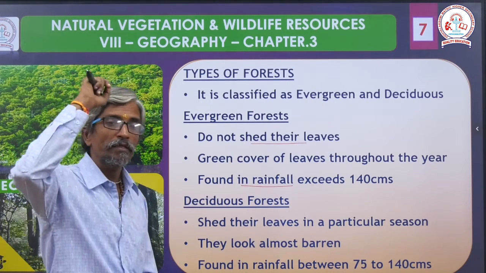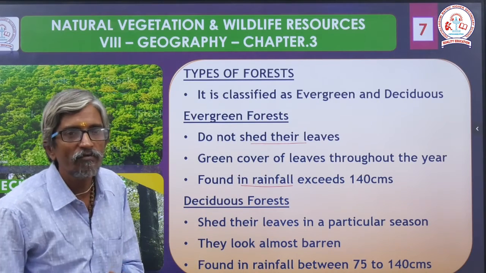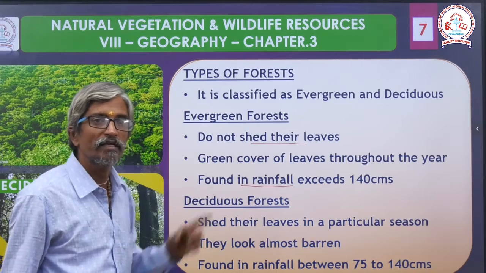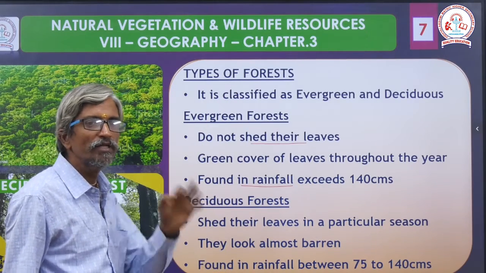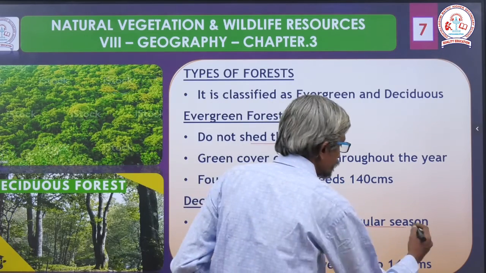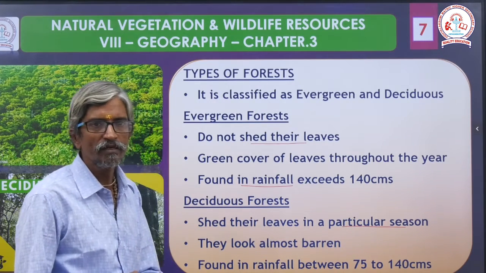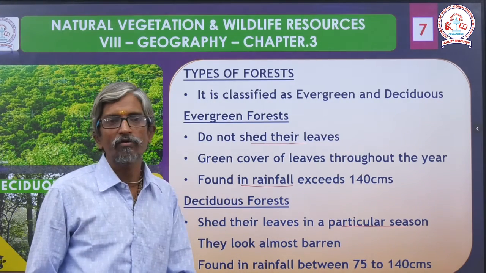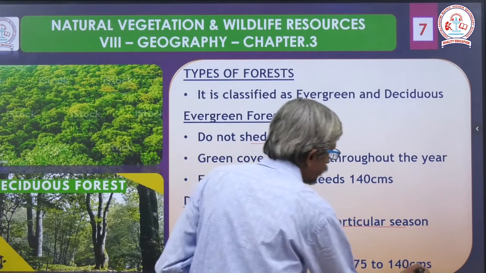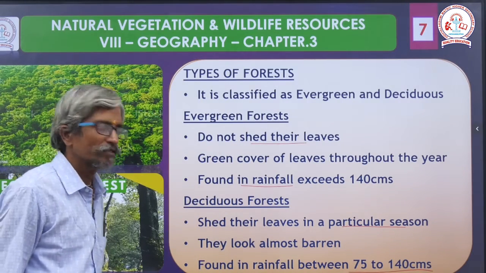Why does that particular variety alone grow over such a long distance? Only because of the availability of water. Clear? Deciduous forest, ilai udir kadugal. They shed their leaves in a particular season, not in all seasons, especially the summer season. Clear? They look almost barren. These types of forests are found where rainfall is between 75 and 140 centimeters.